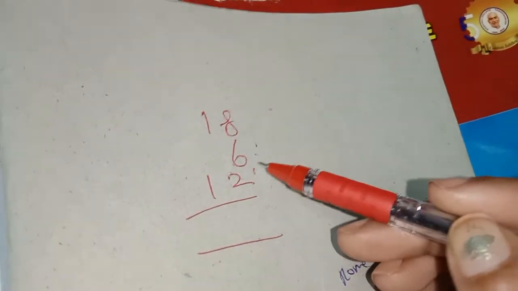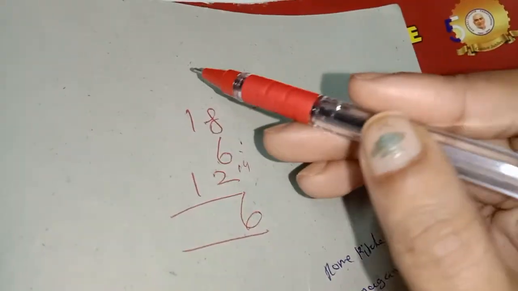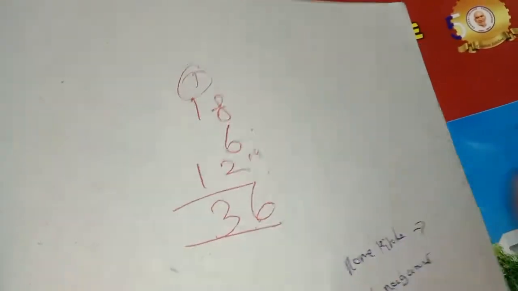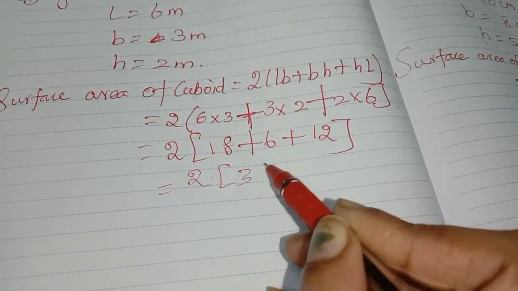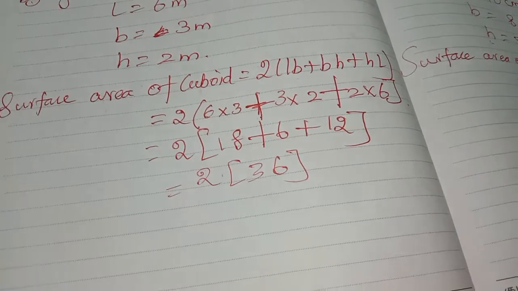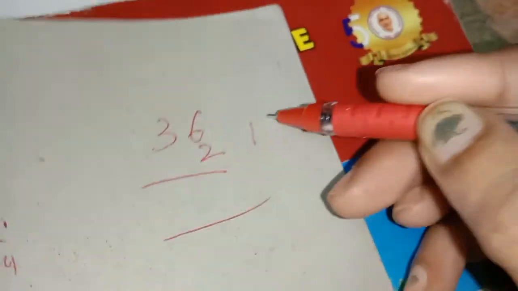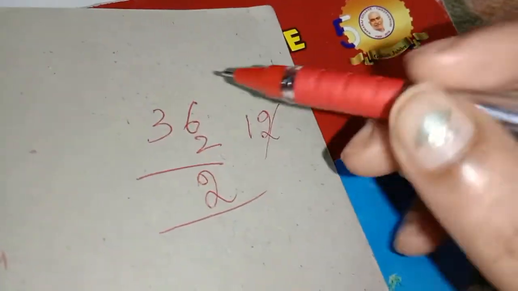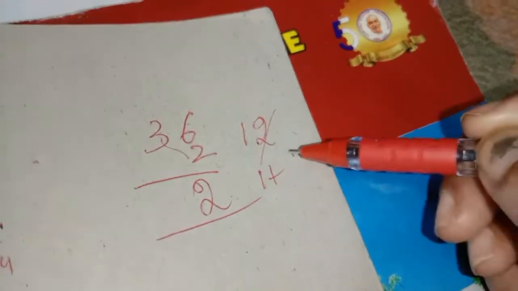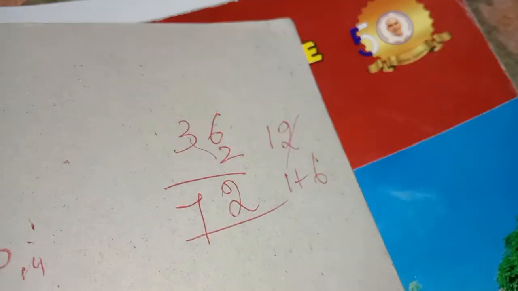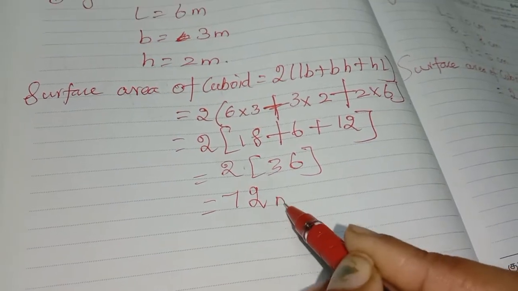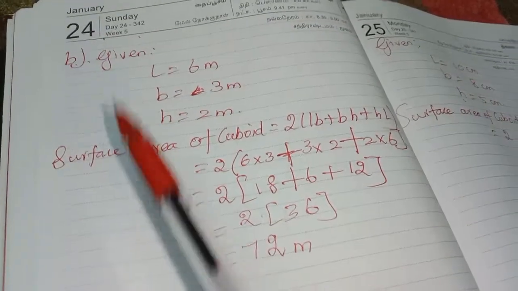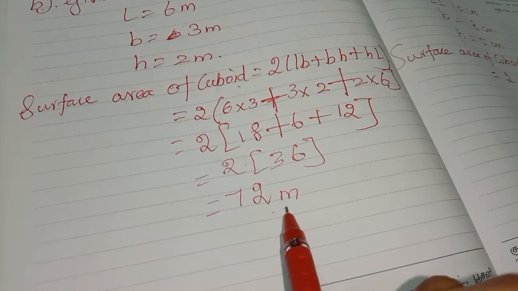So 8, 6 is 14, 14 plus 2 is 16, 7 put 3, 36. So in the bracket, 36. Ipo in the 36 yum 2 yum nama multiply panna porom. So 6 2s are 12, put 2, then 1 plus 3 2s are 6, 1 plus 6 is 7, so 72. Answer 72 meter. So B sum answer, surface area of cuboid is equal to 72 meter.